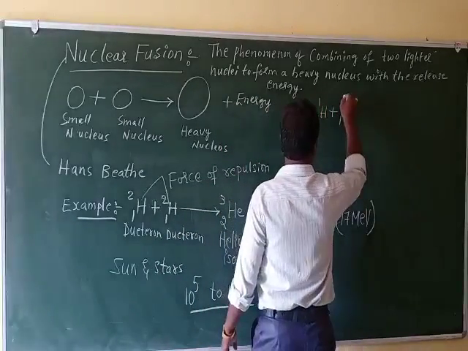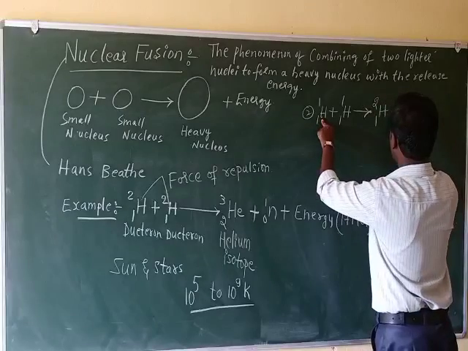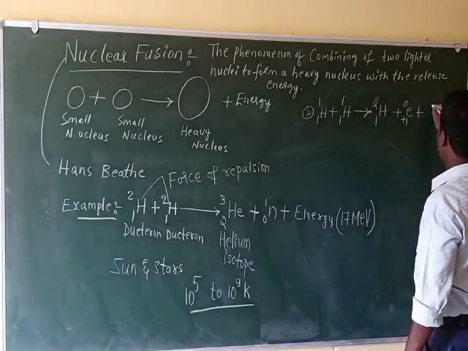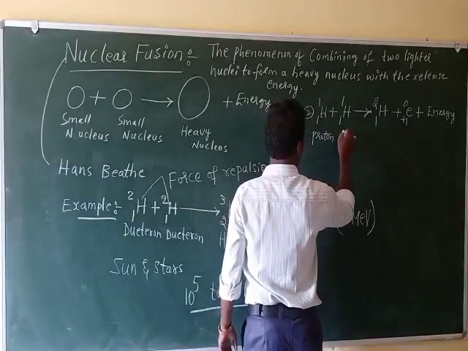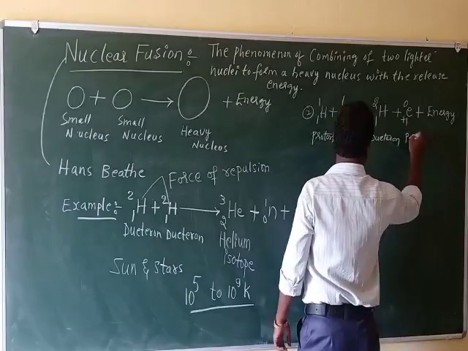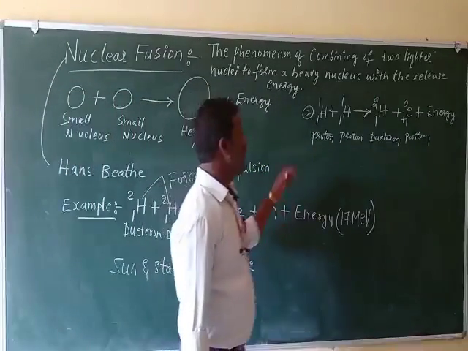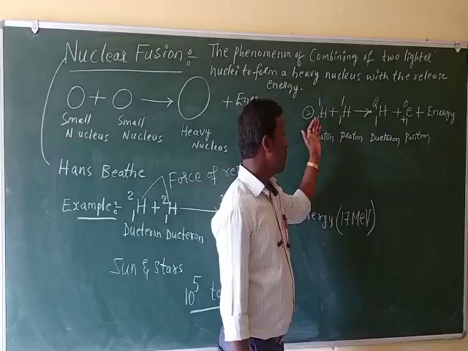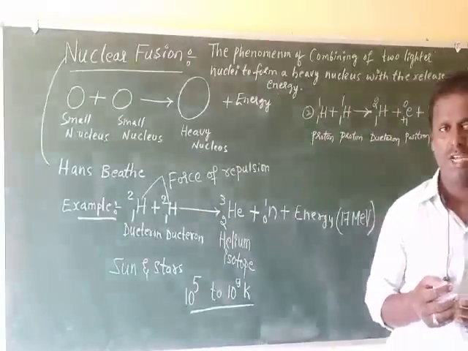1H1 plus 1H1: here two protons are combining together to form an isotope of hydrogen, the neutron, plus a positron, plus energy. This is a proton, two protons are combined together, this is the neutron, this is the positron. Here what is happening? Two protons are combined together to give rise to a neutron. Protons are positively charged particles. So for combining two protons, what is the problem? There exists a force of repulsion between the two nuclei.